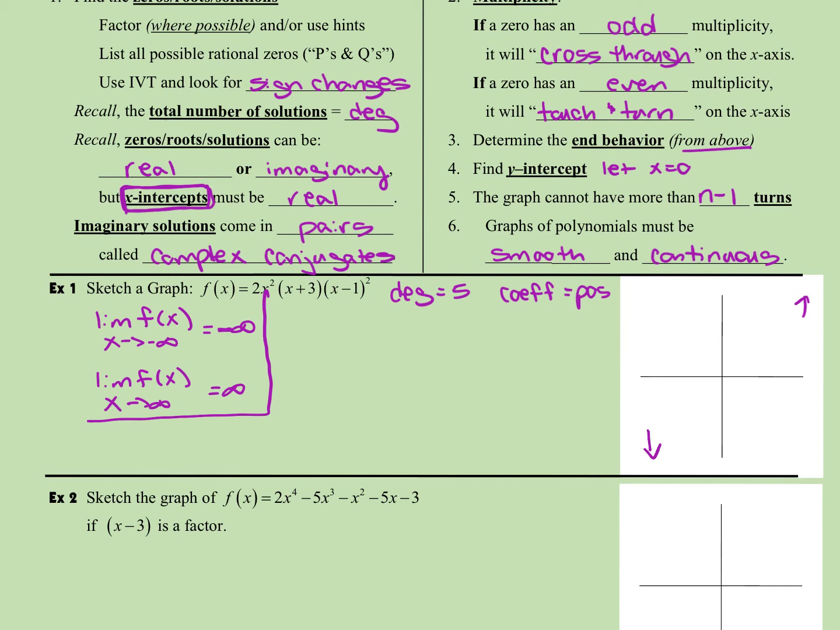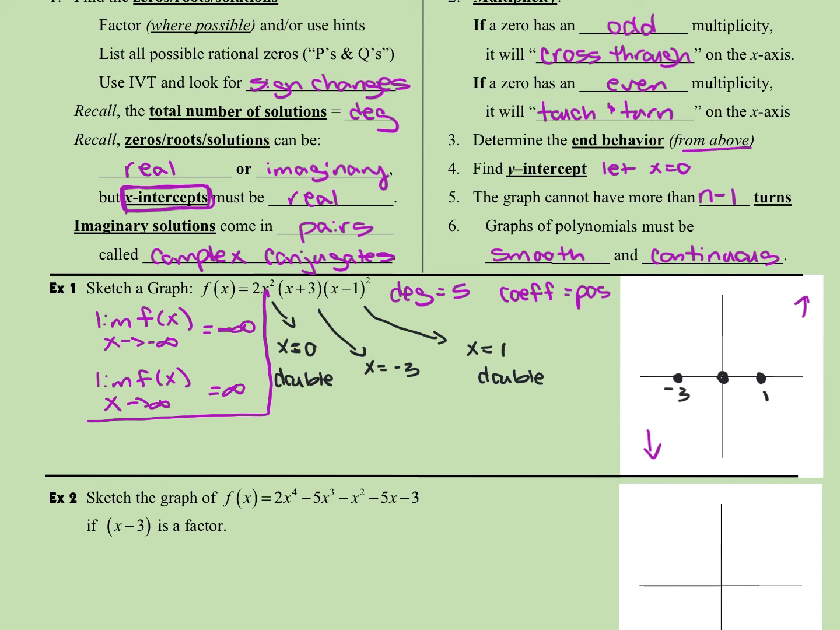The next thing that we can do is identify all of our zeros. So we're going to have a 0 at 0, and it's important to notice that this one is a double. So we're going to have a touch and turn there. Let's put our 0 on here. We're going to have a 0 at x equals negative 3, but that's just a single, so it's going to cross right through. I'll write in my negative 3. And I'm going to have a 0 at 1, and that one's also a double, so that's also going to be a touch and turn. Notice I'm not trying to make this to scale. I'm just trying to put those zeros in the proper places and in order.